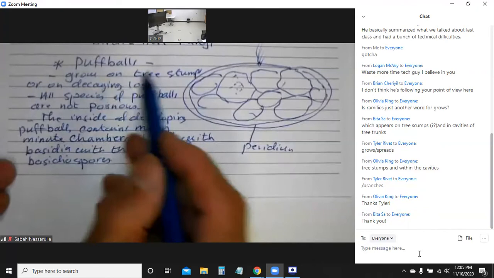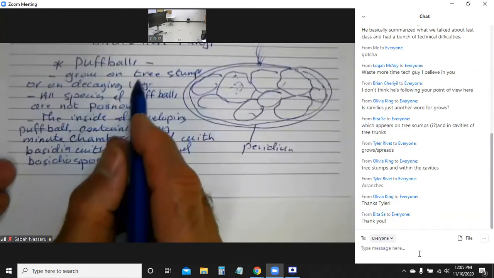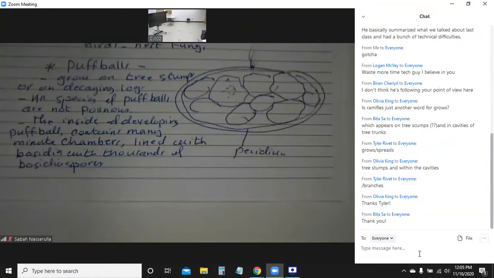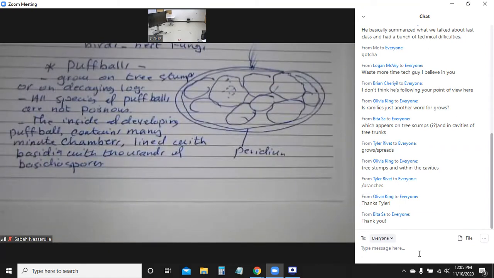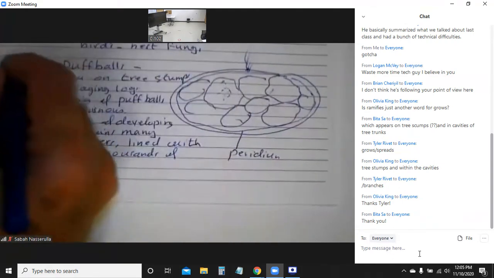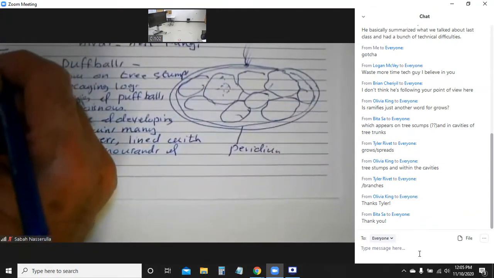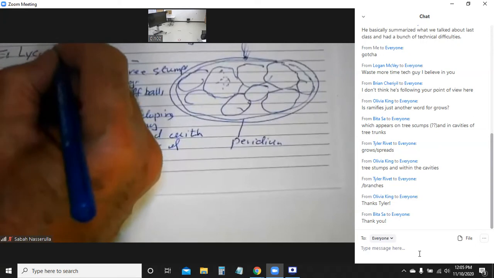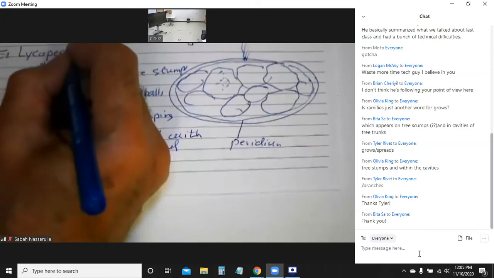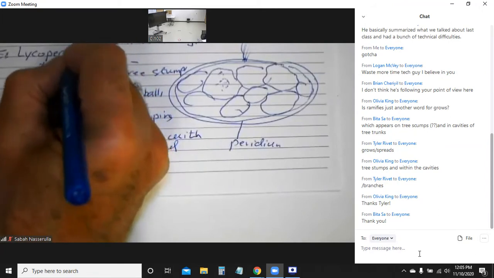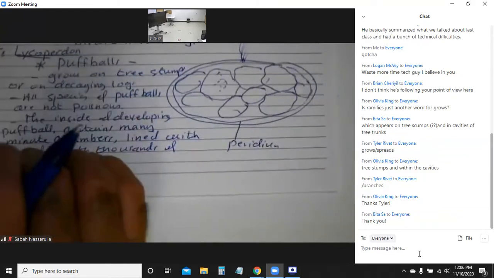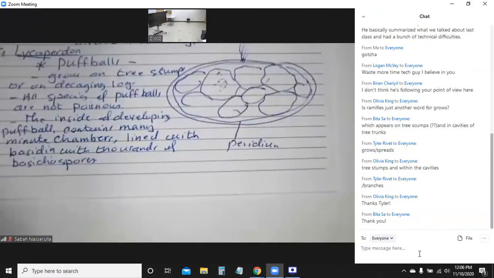Sorry, I did mention that the most common genus of this family, the example I'm going to use here and put down, is Lycoperdon. This is the genus Lycoperdon, which belongs to the family Lycoperdaceae, but that is the genus. So that is the one I showed you here.